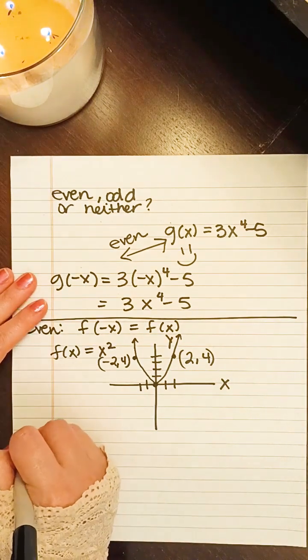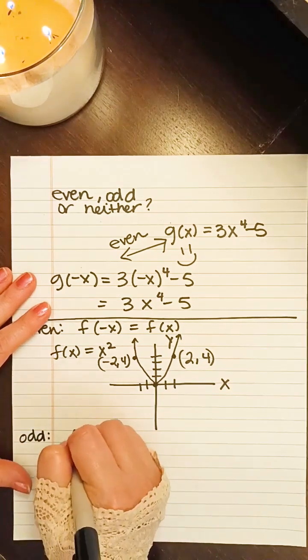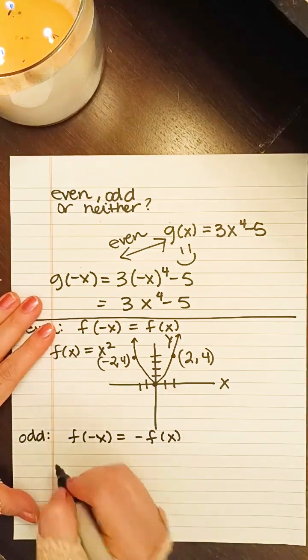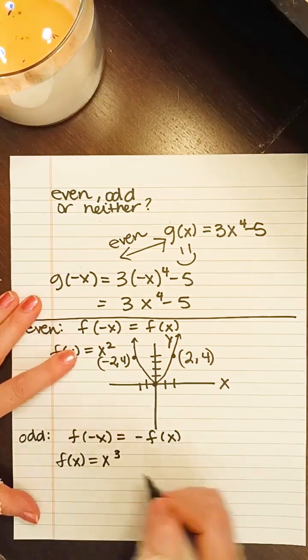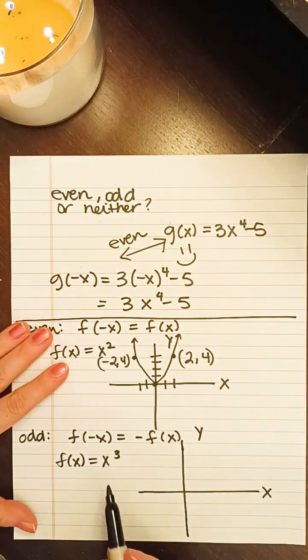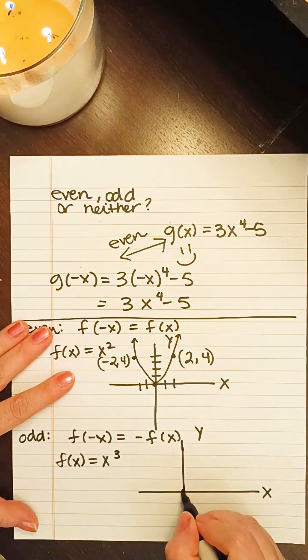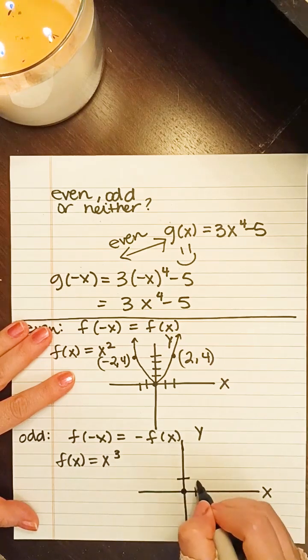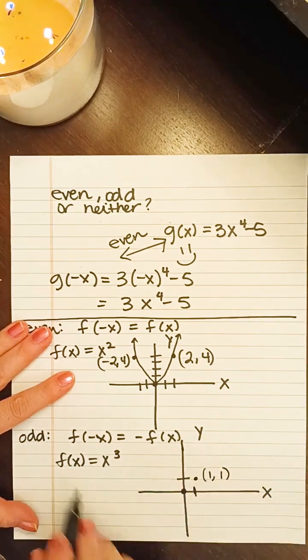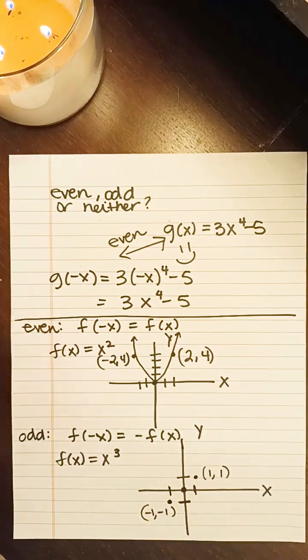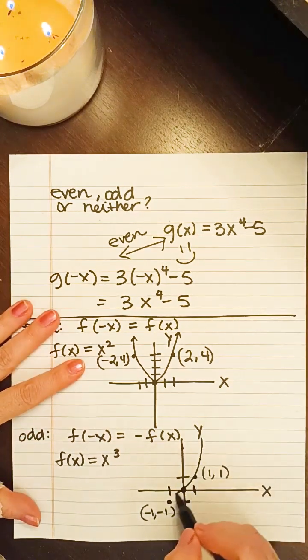And then for an odd function, we had f of negative x is equal to the negative of f of x. So for example, f of x equals x cubed. If we look at a picture of that, say x is 0, then y is 0. If x is 1, we have f of 1, which is 1 cubed, which is 1. Here the point (1, 1). And then if x is negative 1, that would be f of negative 1, and negative 1 cubed would be negative 1. And then we connect the dots.